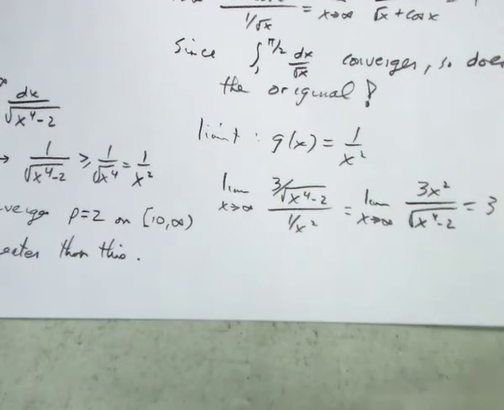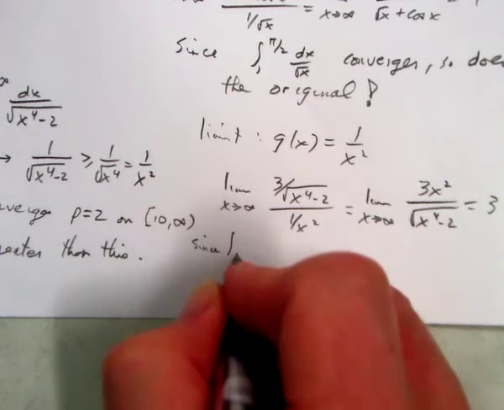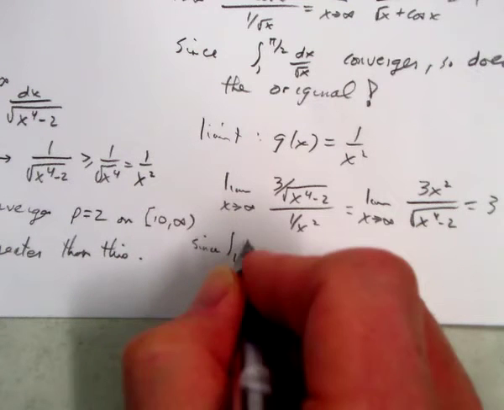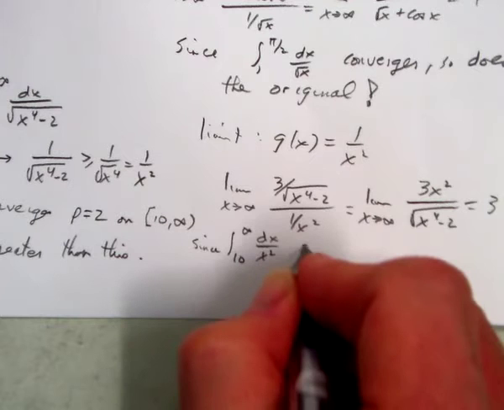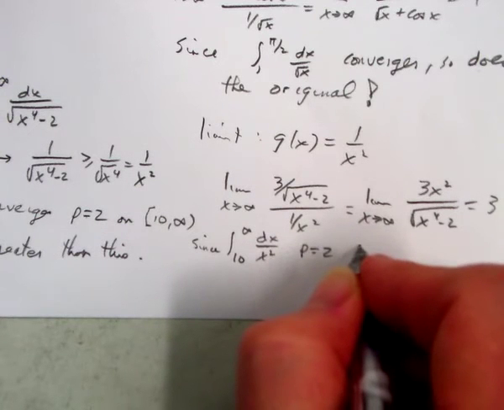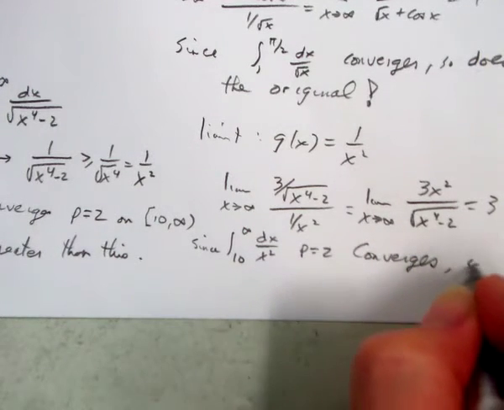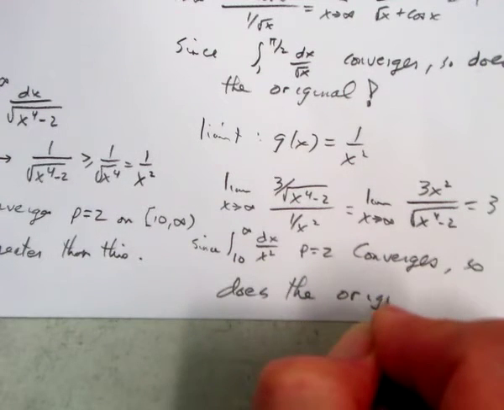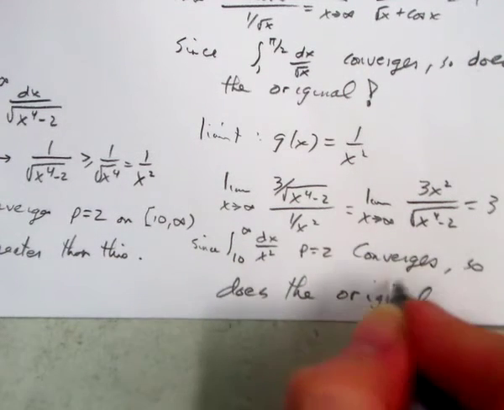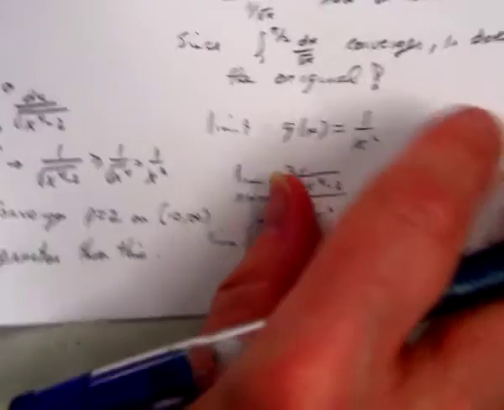So what does that mean? Since the integral from 10 to infinity of dx over x squared, p equals 2, converges, so does the original. So on this one, the limit test worked, but the direct did not. And let's look at one more over here.